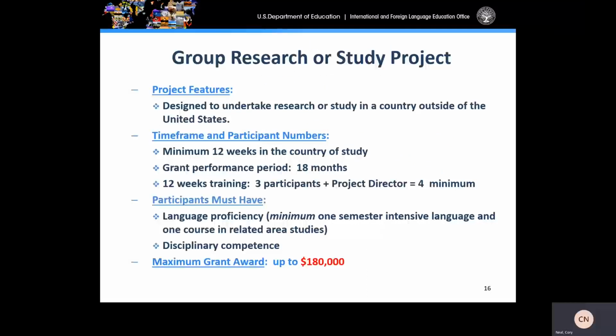Group research projects, again, are designed to undertake research or study in a country outside of the United States. The length of these projects is from a minimum of 12 weeks to as long as 12 months. The minimum number of participants is 3, and including a project director, that brings the total to 4. Participants must have a minimum of 1 semester of intensive language and 1 course in the related area study. More information on group research can be found on page 18 of the GPA application package. And the same maximum grant award for this is $180,000.